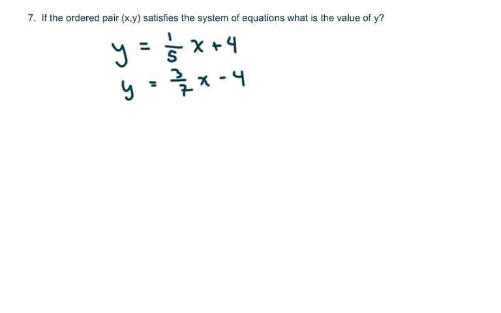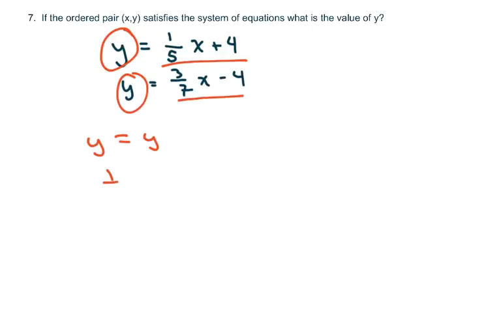All right, the next one, what's the value of Y? So basically, since we have them already set up for Y equals on both of these, we know that Y equals Y. So I'm going to set this first equation equal to the second equation. I get 1/5 x plus 4 equals 3/7 x minus 4.